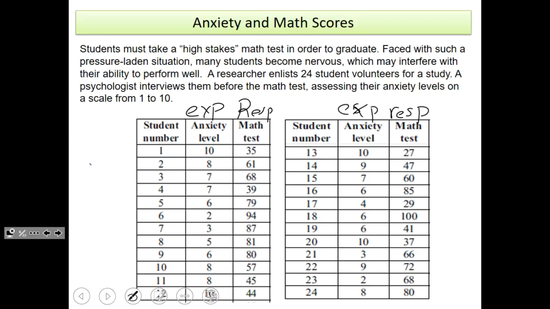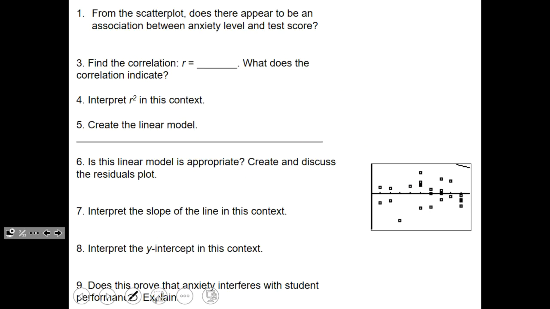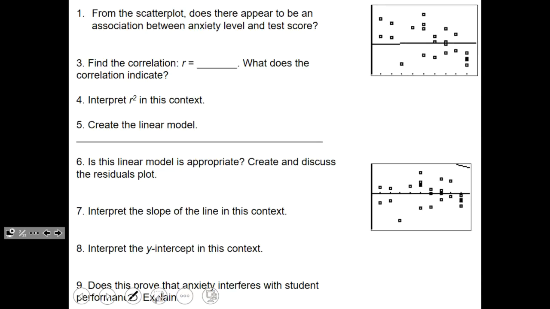Right. So let's see how I could use this information. From the scatter plot, does there appear to be association? So I load this data in my calculator. This is my scatter plot. It's a little tough to see, but to my eye, there looks to be a general trend downwards. I'd say it looks to be a negative.